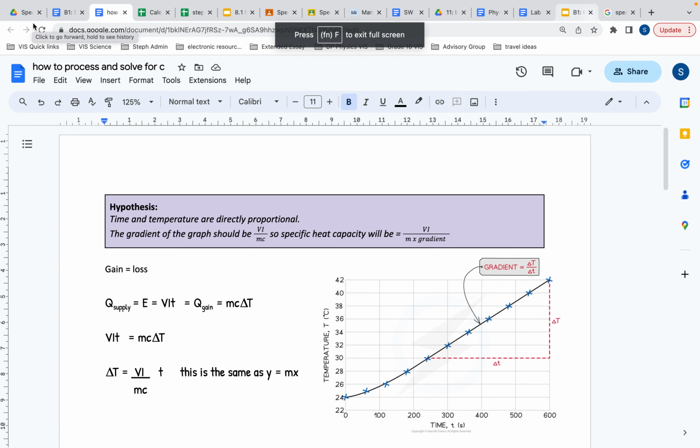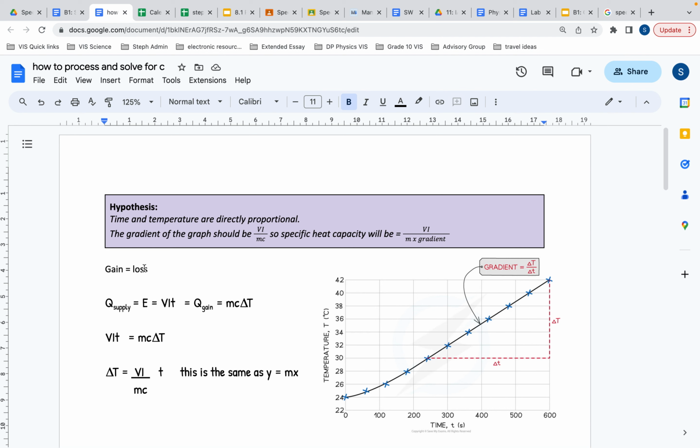This little video is just going to be on how to do the analysis for solving for specific heat capacity using the direct method that we did in class. So if you remember, we went over in class that we're always assuming that the heat gained by the block is equal to the heat loss or the heat given by the heater.